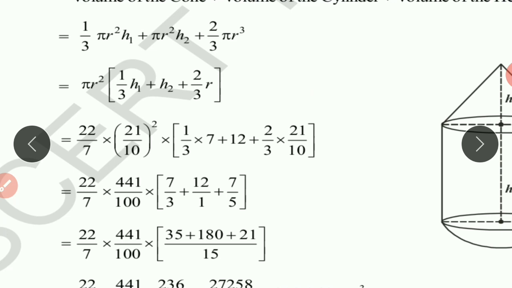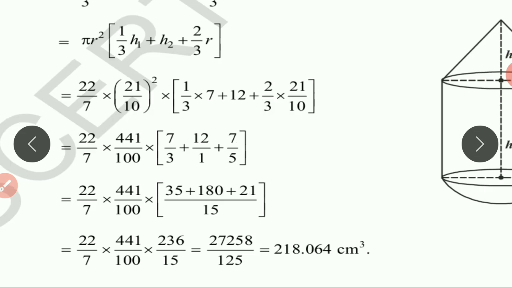Now you can substitute the values. Pi equal to 22 by 7, r equal to 21 by 10 whole square, plus 1 by 3 into h1, means 7 centimeters, plus h2 means 12 centimeters, plus 2 by 3 r means 21 by 10. Then you have to simplify. Then finally we get the answer, that is 218.064 centimeter cube. Here the units are also important. Here we are using centimeters and finding volume. That's why the unit is centimeter cube or cubic centimeter.